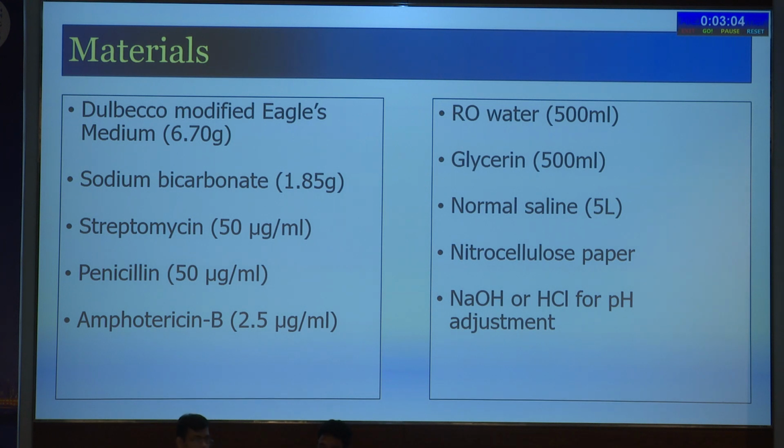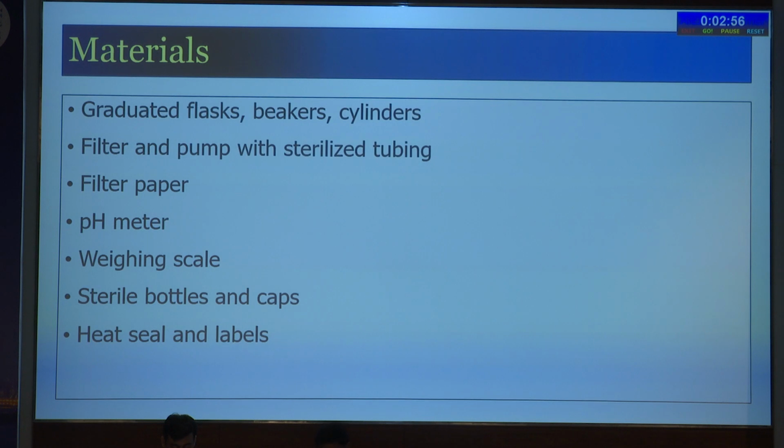The materials used: we have the Dulbecco's modified Eagle's medium, sodium bicarbonate, and streptomycin, penicillin, and amphotericin B as the antibiotics. RO water is required, glycerin, normal saline, nitrocellulose paper, and NaOH or HCl for the pH adjustment. Other materials like graduated flasks, beakers, cylinders, a filter and pump with sterilized tubing, filter paper, pH meter, weighing scale, sterile bottles and caps, and heat seal and labels are required.